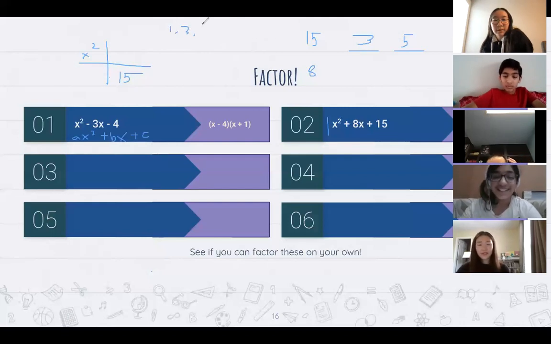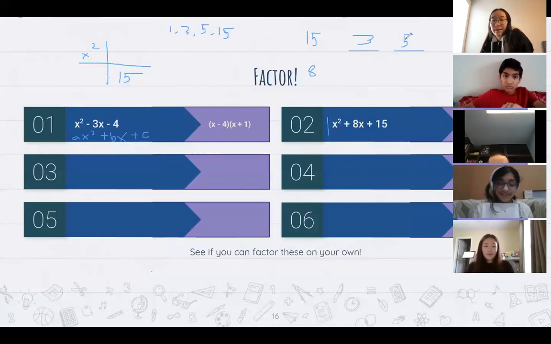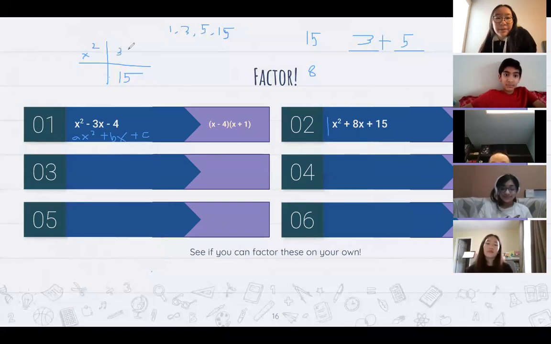If you find yourself struggling with the factoring, you can just write out all of the factors. And remember these can be negative too, because 2 negatives can multiply to 15. But anyways, the ones we found were 3 and 5. And now we're going to take those and put them into our box like this.